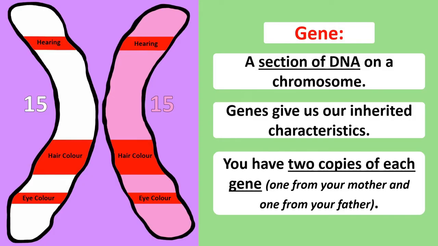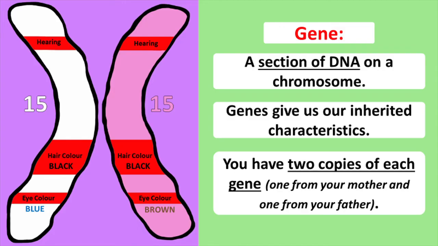Take the hair colour gene for example. One of these genes came from your mother, and another one came from your father. So if both parents in this case passed on a black-haired gene to their child, naturally this will mean the child will inherit black hair. But what if, for eye colour, the mother passed on a brown-eyed gene and the father passed on a blue-eyed gene? What colour of eyes would the child have then?